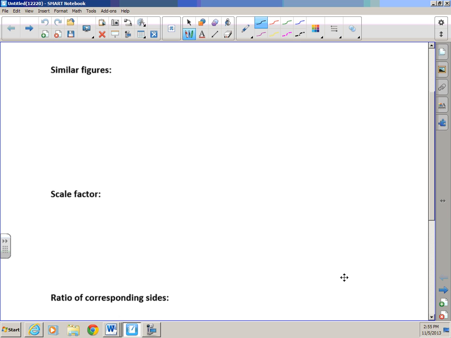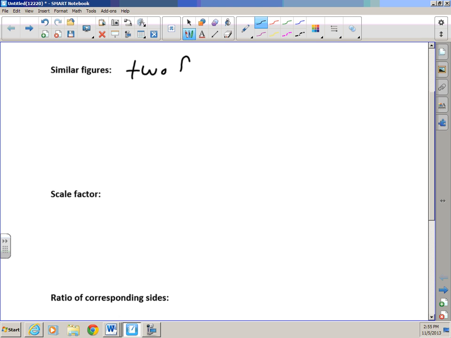Also, when we were dealing with congruent figures, we dealt with three types of transformations: a translation, a reflection, and a rotation. And one of them was purposely left out because it doesn't fit. And that's what we're going to talk about today. So, first thing is, similar figures.